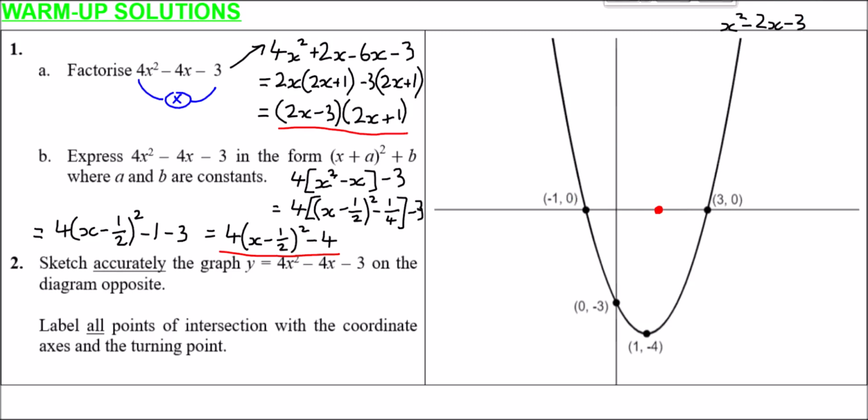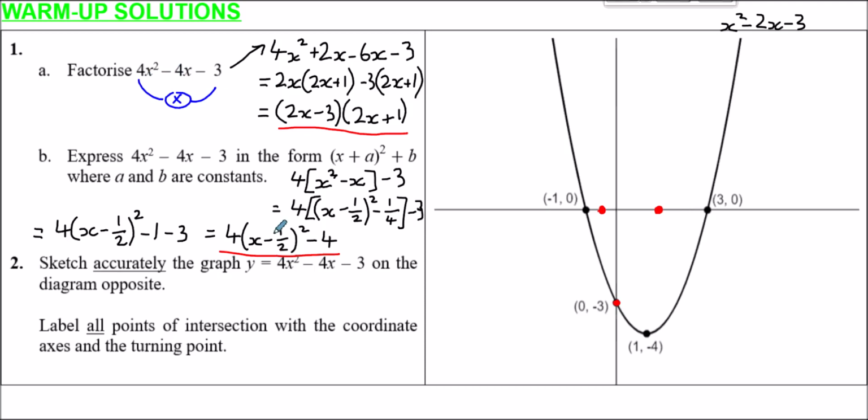So the roots have been brought in, stretched inwards by 1/2. -1 divided by 2 is -1/2. Let's think about the y-axis intercept. For this one, substitute in x is 0. 0 minus 0 minus 3. It's still going to have the same intercept at -3.